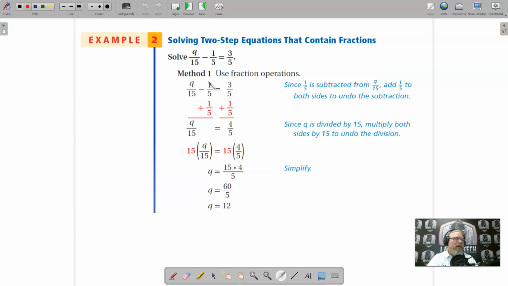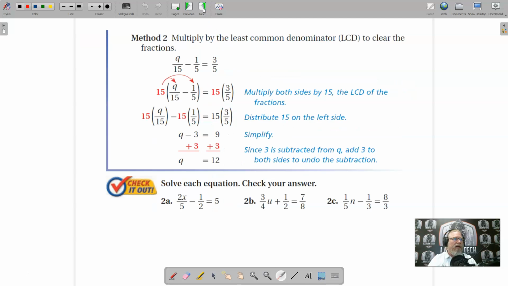Now, there's another way to do this. As I change the slides here, you'll see that this is the exact same problem that we're going to do here. And we'll come up with the answer of 12 again. So let's look at the other method.